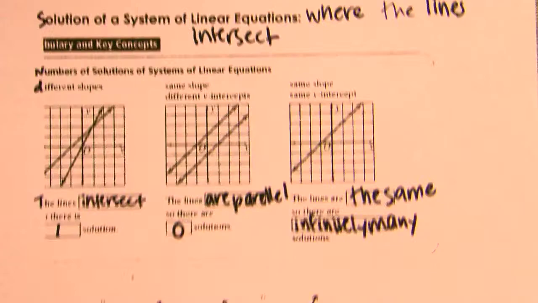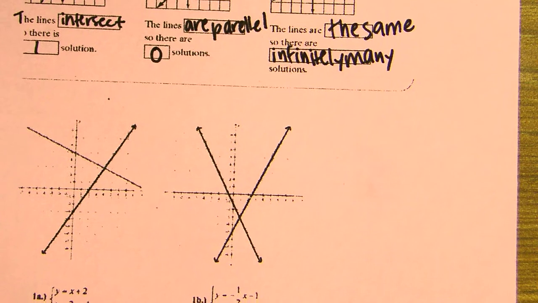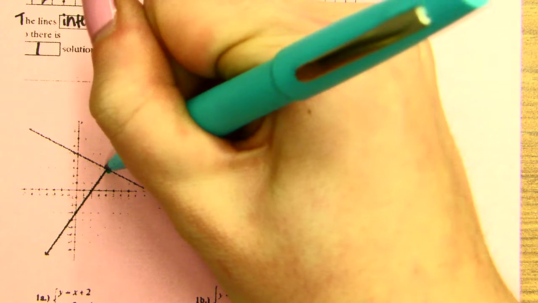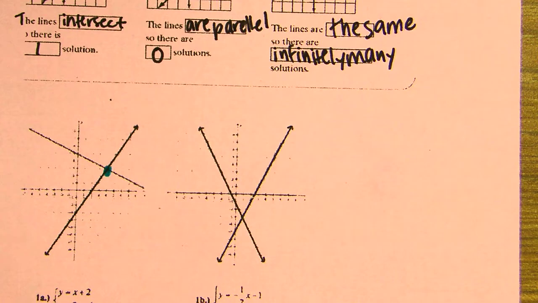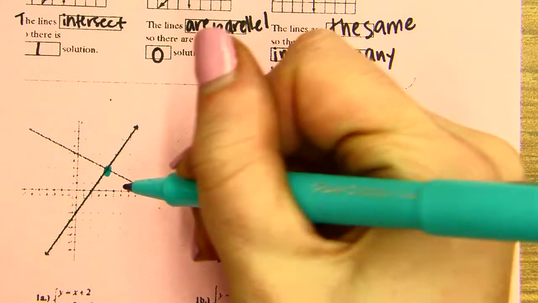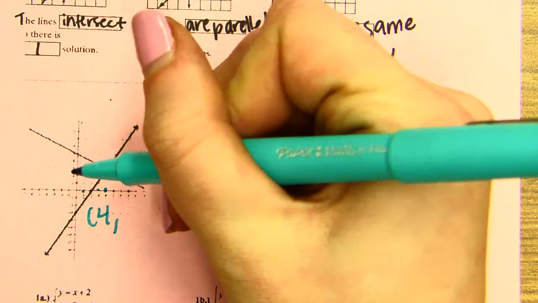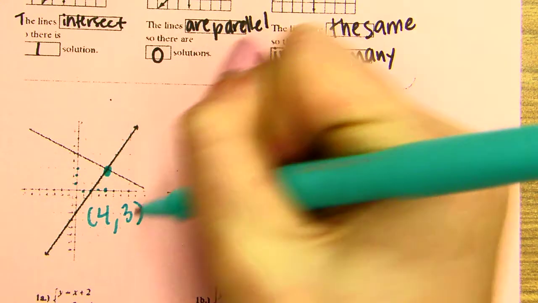For these first two, we're going to find the solution to the system of linear equations. The solution is just where the two lines intersect. I know the graph is kind of hard to read. Look at this point right here. We're going to figure out where the two lines cross, and that's going to be our answer. The x-coordinate is 1, 2, 3, 4. The y-coordinate is 1, 2, 3. So the solution to that system is (4, 3).